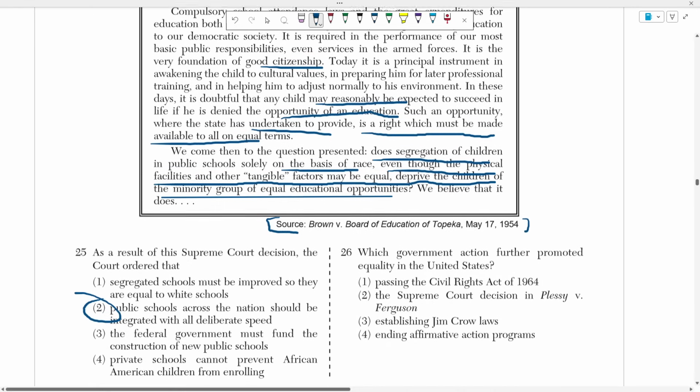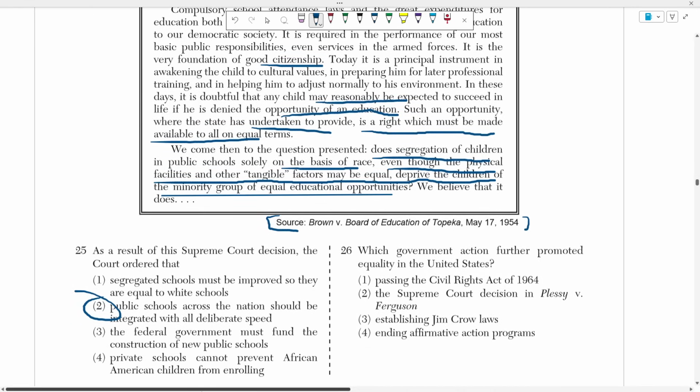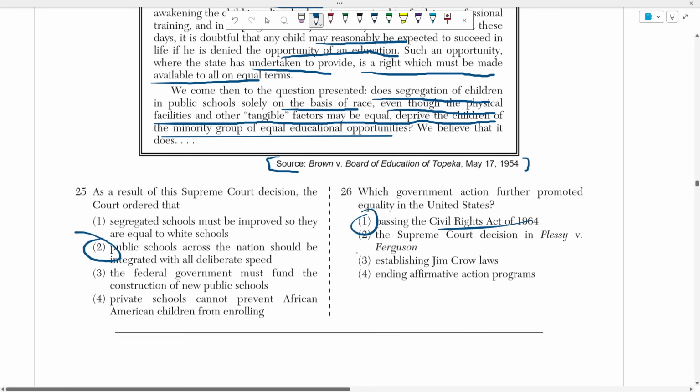So 26 asks which government action further promoted equality in the United States, and that obviously has to be the Civil Rights Act of 1964, right? The Civil Rights Act of 1964 granted even more freedoms to African Americans and other minorities in America, and it further condemned racism, just like Brown v. Board of Education did. Choice 3, establishing Jim Crow laws, is the complete opposite. Plessy v. Ferguson was also the complete opposite, and the ending of affirmative action programs is the opposite, right? This would not promote equality.